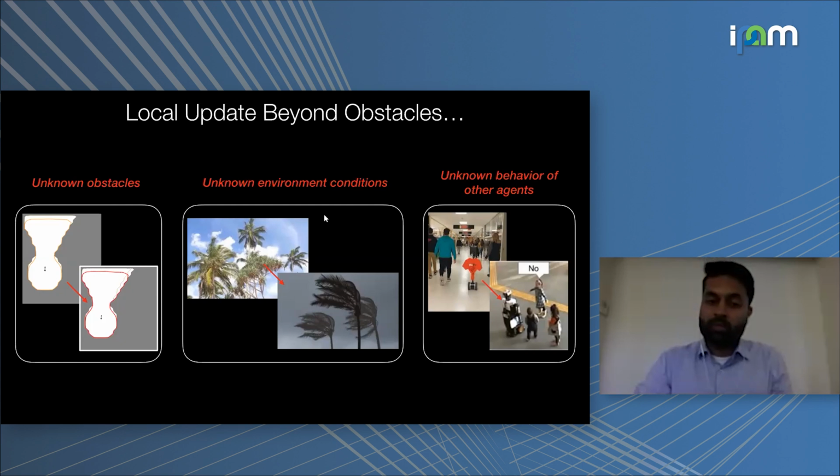So for example, suppose you started with some estimate of the wind, but as you were flying, you realized that the winds are stronger or weaker than you anticipated. Or in other cases, when you are working alongside humans, the human turns out to be more or less adversarial than you expected. In all these cases, we want to update the safety guarantees in real time, and we can use a framework like the local update method to do so.